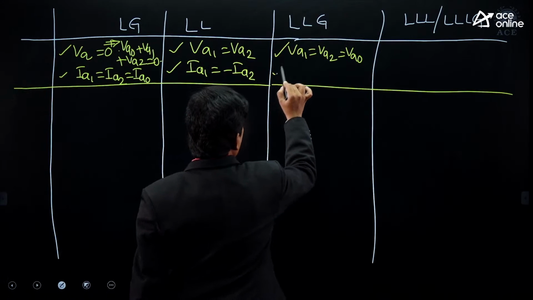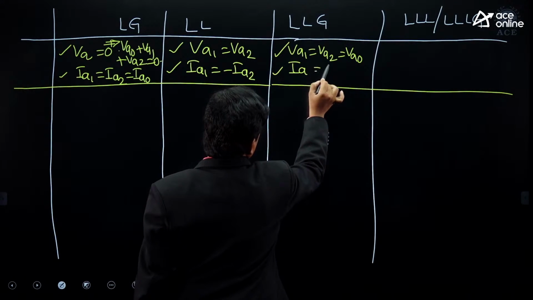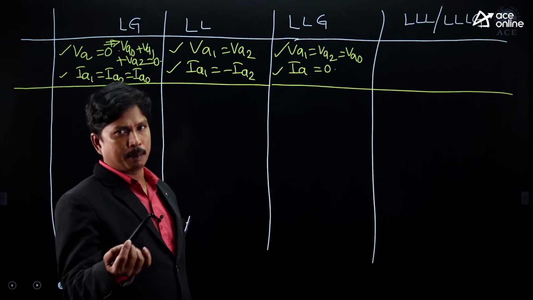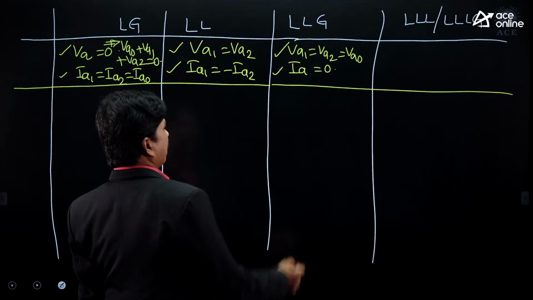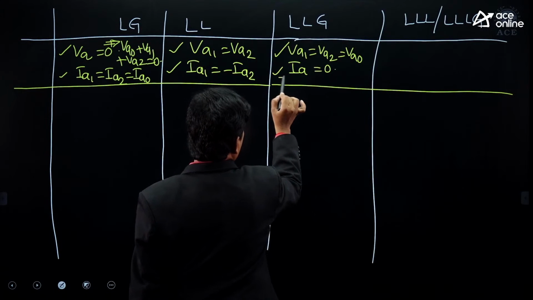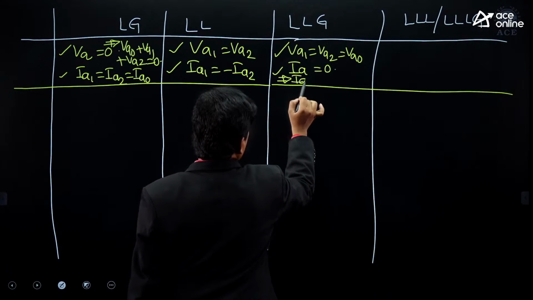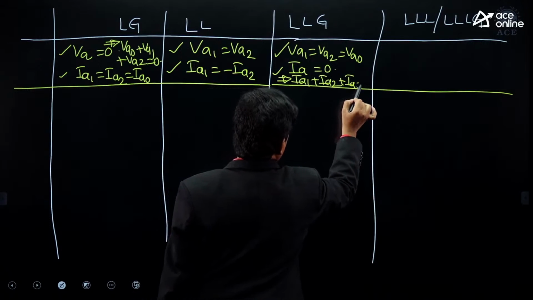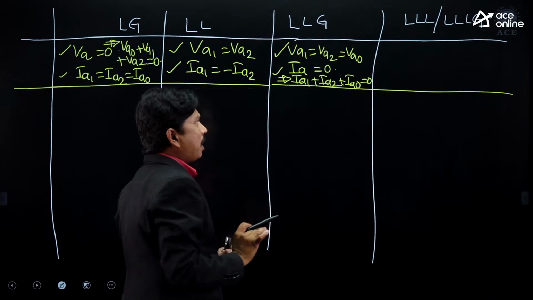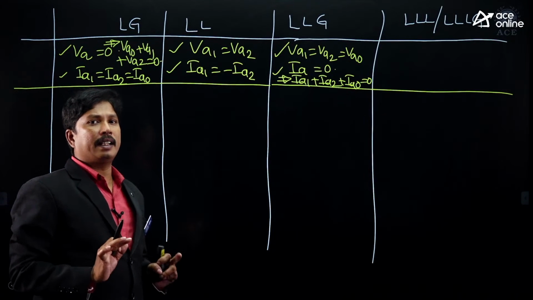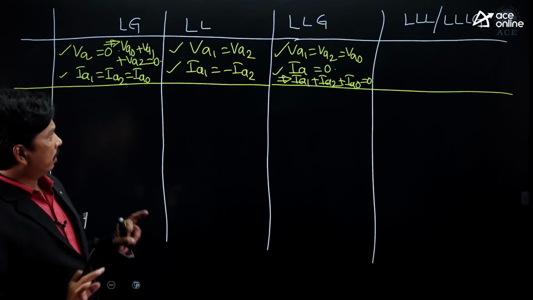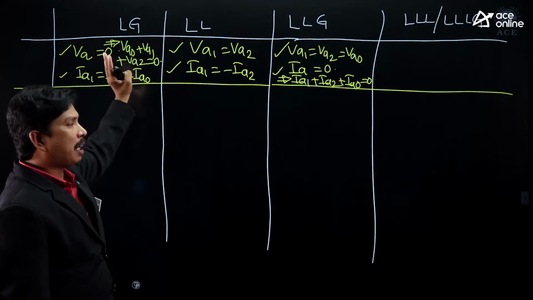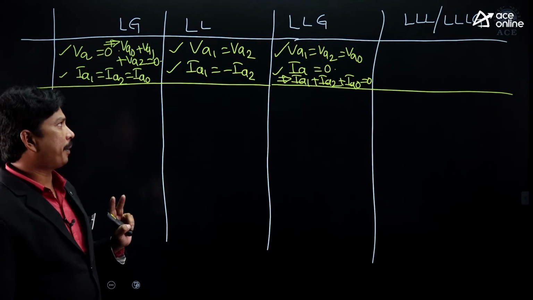And in case of LLG fault, one phase component of current will become 0. It may be IA is equivalent to 0, or IB is equivalent to 0, or IC is equivalent to 0. When one current is 0, we can say IA1 plus IA2 plus IA naught is equivalent to 0. The sum of the sequence current components will become 0 in case of LLG fault, and the sum of voltage components will become 0 in case of LG fault.